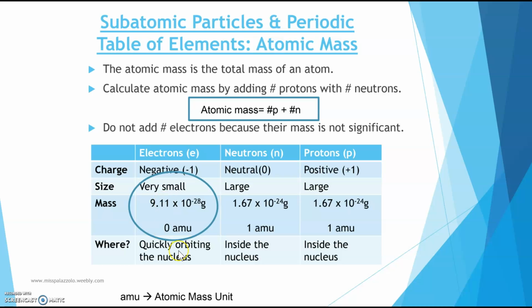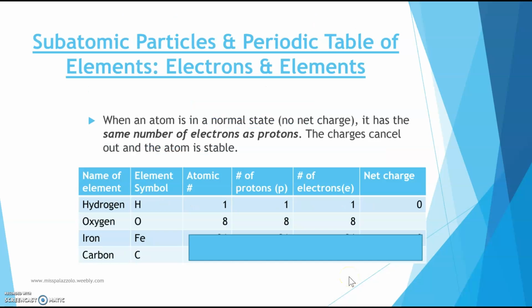And because the electrons weigh so little, they are the ones that orbit the nucleus. So they fly around the nucleus in a circular pattern. And the neutrons are inside the nucleus, as well as the protons. When an atom is in a normal state, which means it has no net charge, it has the exact same number of electrons as it does protons. The charges cancel out each other and the atom becomes stable.